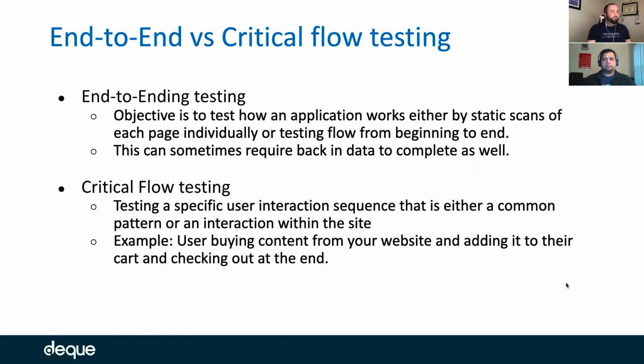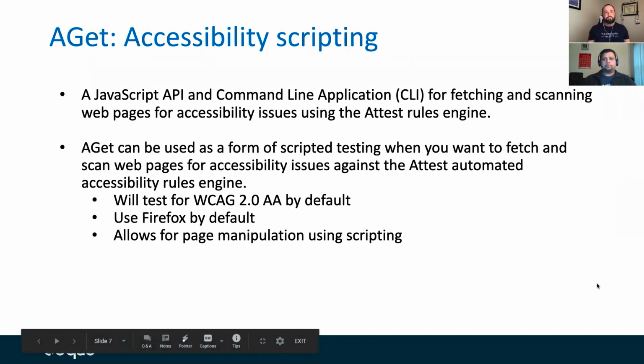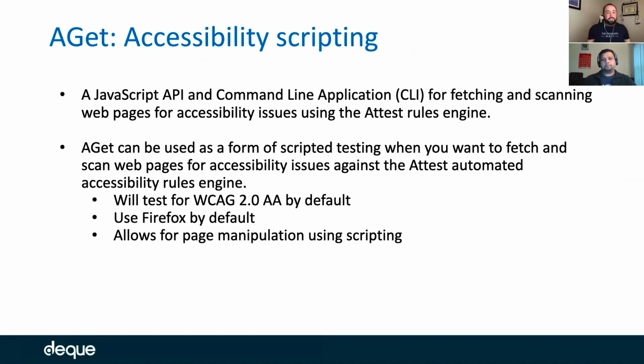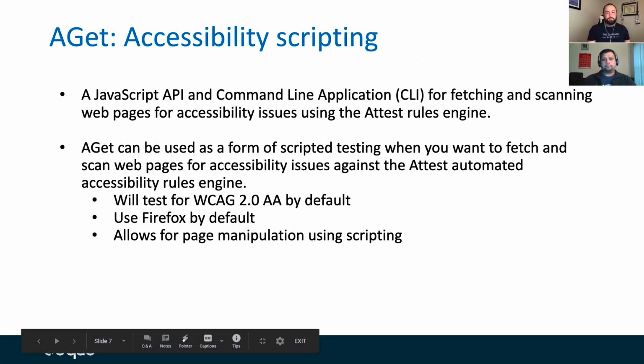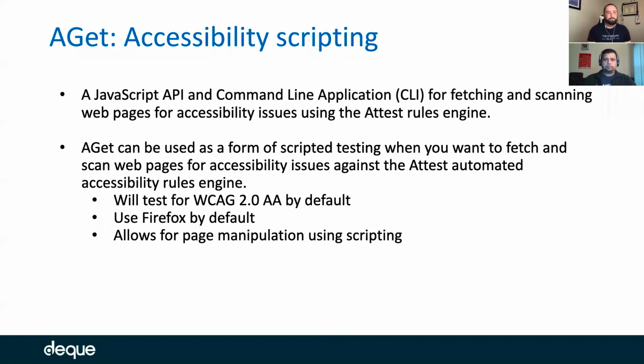The one thing that you'll see is you can actually use a tool that we have called AGet, okay? AGet is a scripting tool that allows for testing in multiple pages, similar to end-to-end testing, and allows you to test critical user flows for accessibility issues. At a high level, it's a JavaScript API, a CLI for fetching and scanning web pages for accessibility issues using the attest rules engine. The attest rules engine is Axe Core. So if you guys have heard of Axe Core, it's using that behind the scenes.